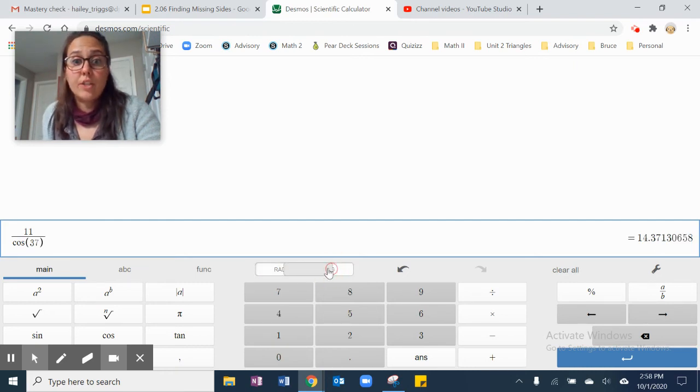And notice how we're in degrees, not radians, right? And if we were in radians, it would change it. But we're in degrees, which is what we should always be in. So 13.773.